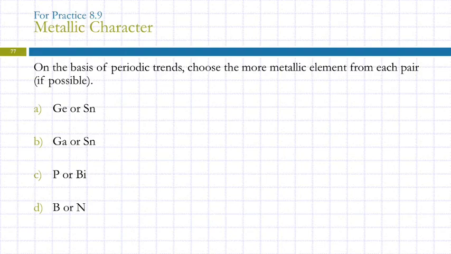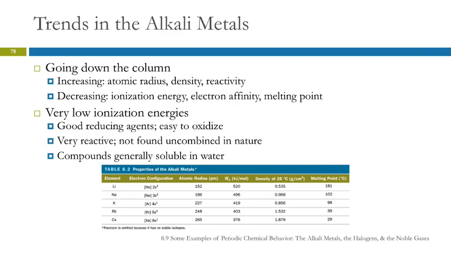Let's do one of these. Germanium or tin. You have to find them on the periodic table. So here's germanium. There's tin. Which is more like a metal? Tin. And if you look at it, germanium is actually a semi-metal. So the rest of them, I don't feel like doing that. My head hurts. You can figure it out.